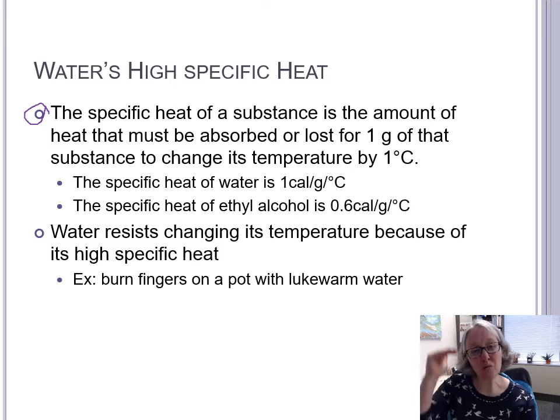Well, this is actually a really, really high value. The specific heat of most liquids are decimal points. For example, the specific heat of ethyl alcohol is 0.6 calories per gram degrees Celsius. What this means is that water is going to really resist any change in its temperature because of this high specific heat. You've probably seen this happen if the following has ever happened at your house.